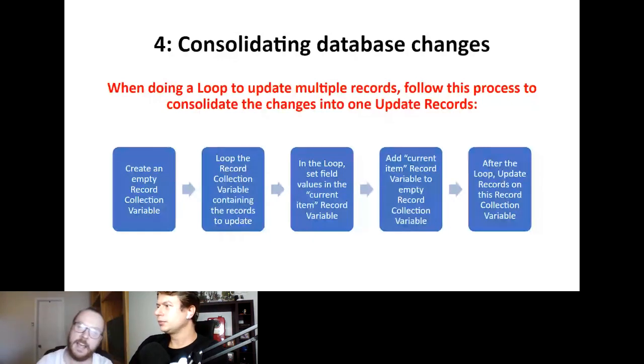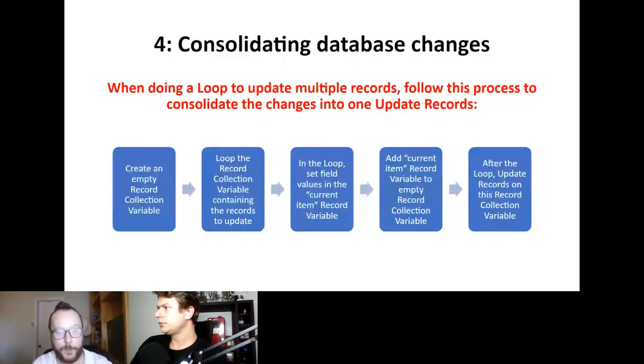Then as you're looping it, as you go through each record, each iteration of the loop, you make the changes to the current item record variable that the loop creates, and I'll show you all of that. Then you add that to the empty record collection variable. And when you've finished that outside of the loop, you update records on this whole record collection variable. So again, this is a classic example of consolidating your database changes or your record changes.